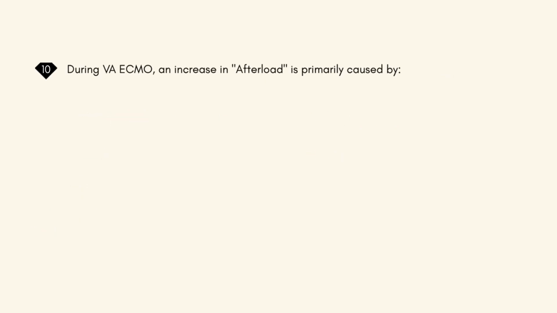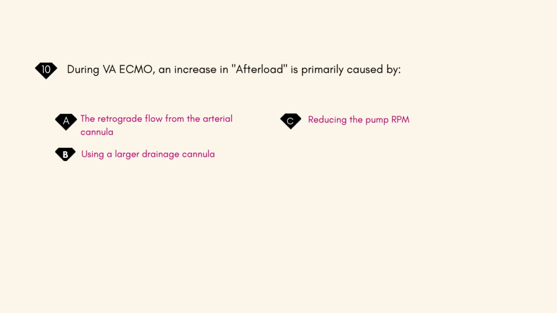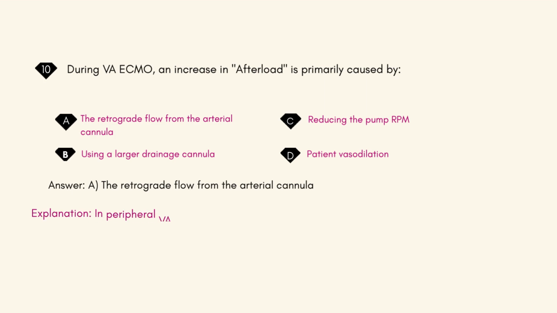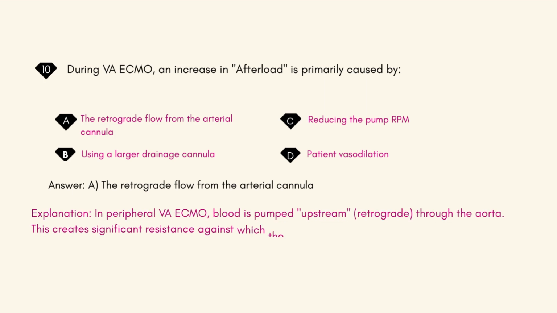During VA-ECMO, an increase in afterload is primarily caused by: A. The retrograde flow from the arterial cannula. B. Using a larger drainage cannula. C. Reducing the pump RPM. D. Patient vasodilation. Answer: A. The retrograde flow from the arterial cannula. Explanation: in peripheral VA-ECMO, blood is pumped upstream, retrograde, through the aorta. This creates significant resistance against which the left ventricle must pump, potentially leading to LV distension.